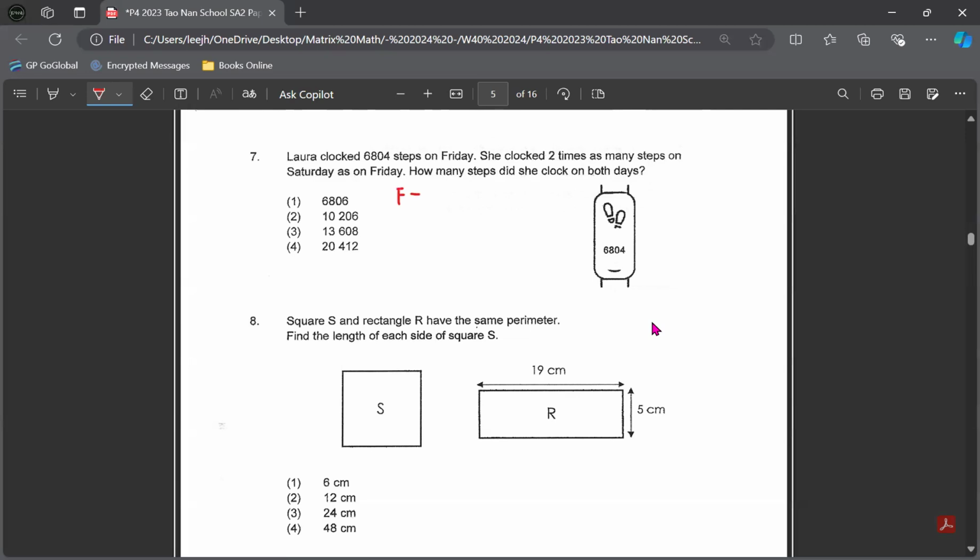Friday she clocked 6,804. But 2 times on Saturday. So Saturday, 2 times of this. So you have to take 6,804 times 2, which gives you 13,608. So I want to find both. I have to add these two values together. So I take 6,804 plus 13,608. Your answer will be 20,412, number 4. So maybe you write just like that here.